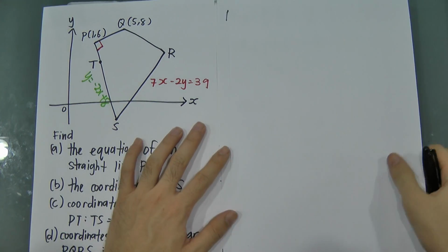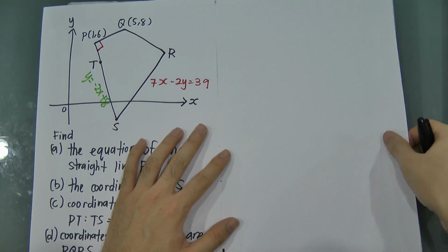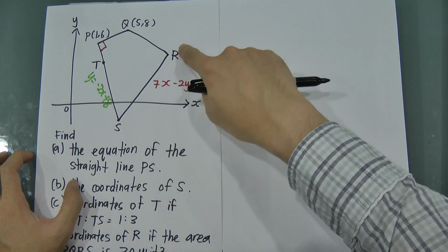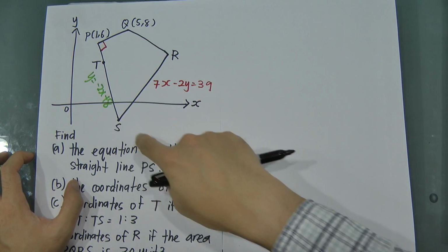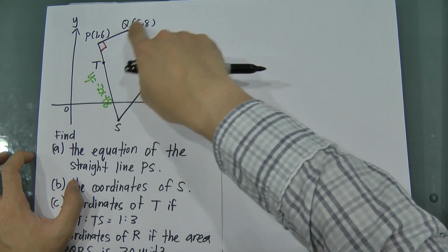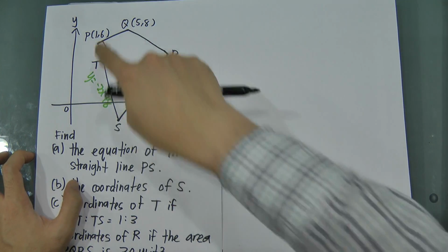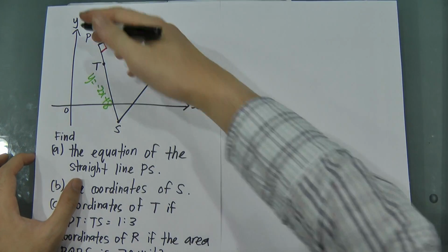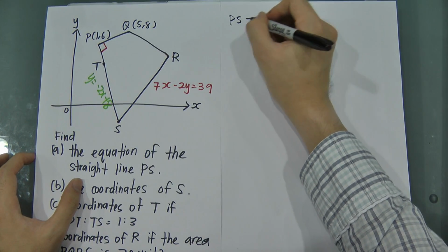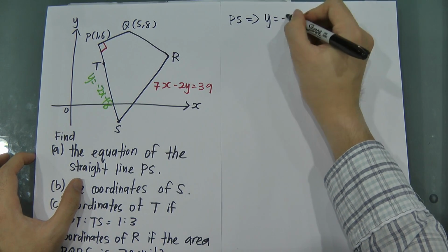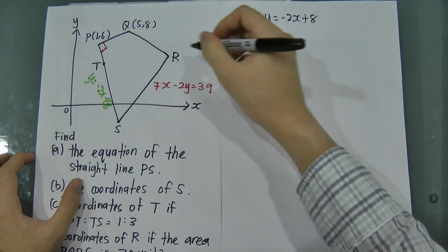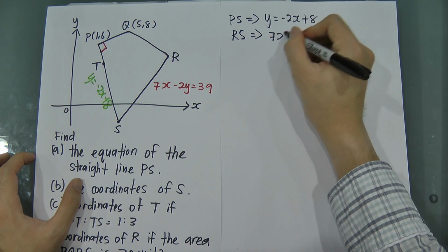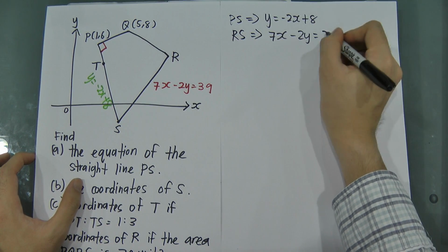You need two equations which pass through S, because we have RS and PS, so I can use these two equations to help me find S. You cannot use the equation PQ to find S because PQ does not pass through S. Alright, so I'm going to write down equation PS over here, which is y equals -2x plus 8, and then I'm going to write the equation RS here, which is 7x minus 2y equals 39.